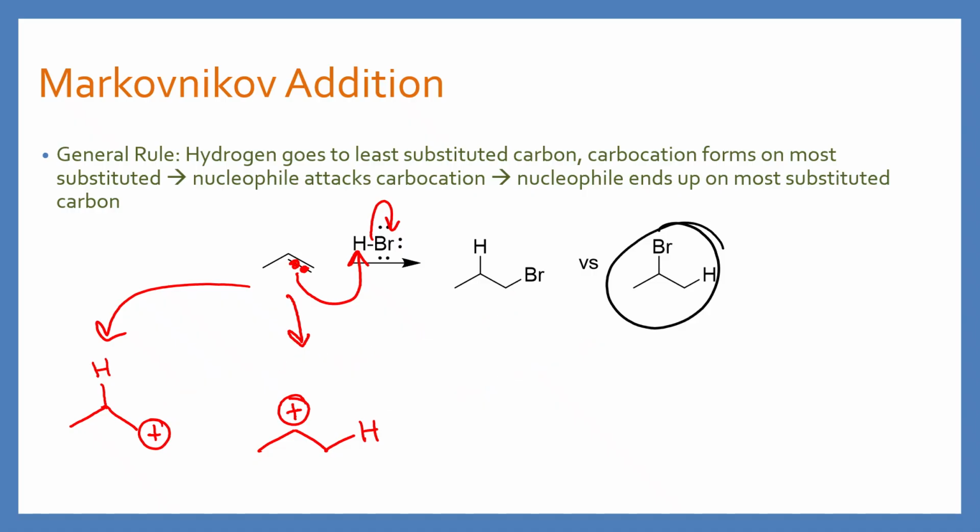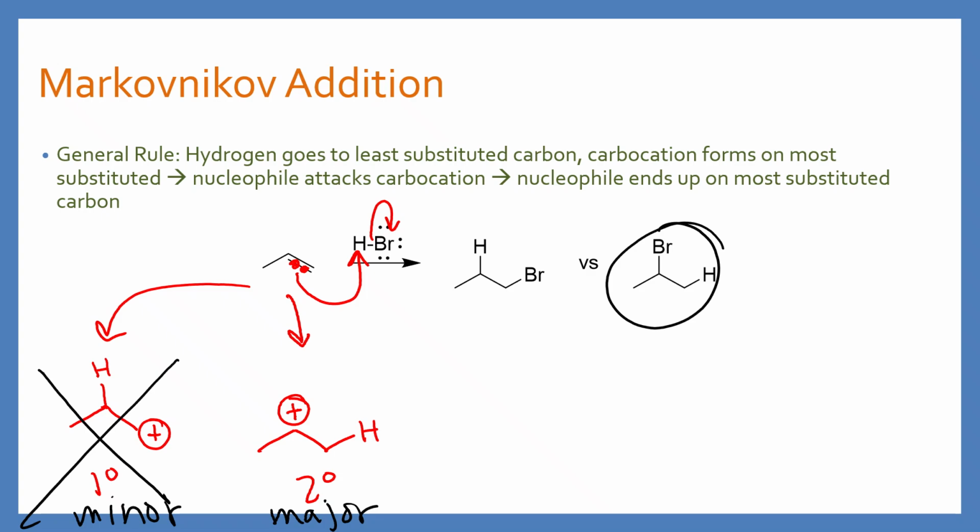Now, thinking back to our rules about carbocation stability, this one is primary and this one is secondary. The more substituted carbon is more stable and therefore will form more easily. So the one on the left either would not form or it would form in smaller amounts, making it the minor product. The one on the right is going to lead to the major product of the reaction. This is going to be the one that forms the majority of the product.